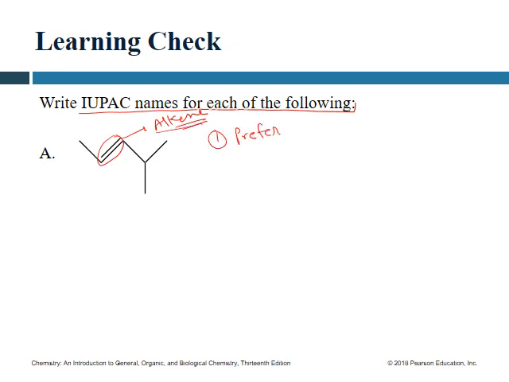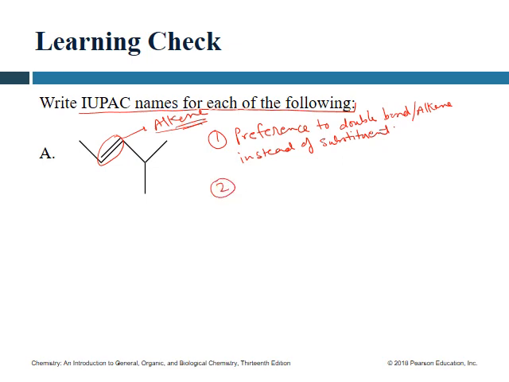preference to the double bond or alkene instead of the substituent. So you have to give the lowest number to the carbon that contains the double bond rather than to the substituent.